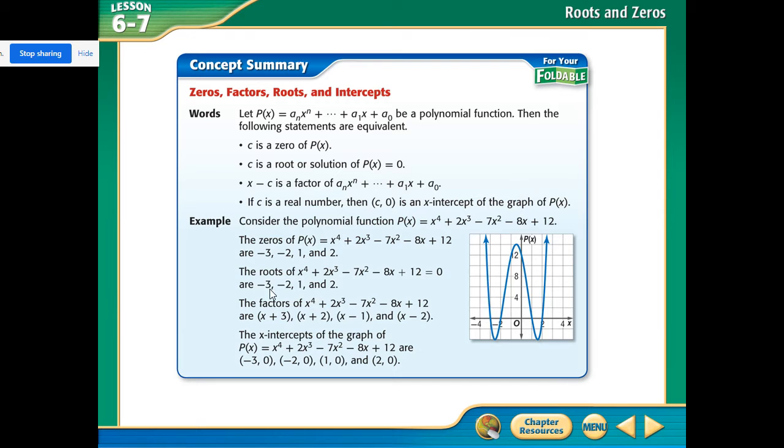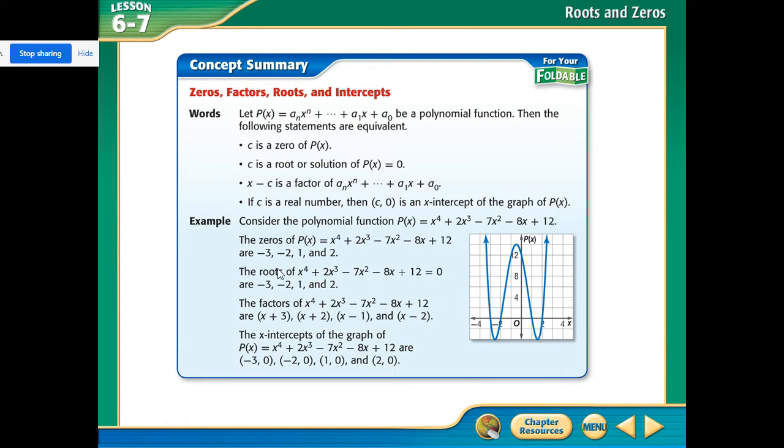Now the factors are when we flip them around: x plus 3, x plus 2, x minus 1, and x minus 2. If we multiplied all 4 of the factors together, we would get this equation. And because these are all zeros, I could write the ordered pairs as (-3, 0), (-2, 0), (1, 0), (2, 0). That is just so that you understand the definition between these different things.